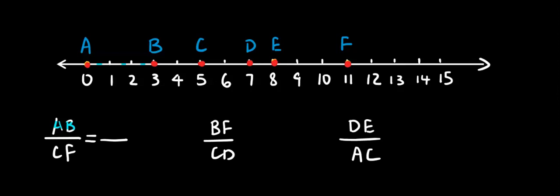3 units. We can also say we're going to use 3 minus 0. That is 3. So you pick your favorite method. That is 3 here. Alright, let's look at the CF.